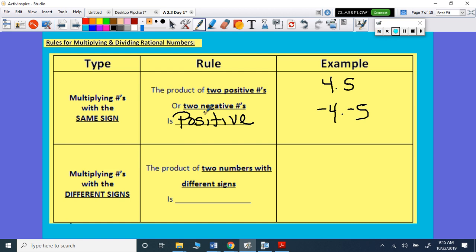Very good. If I do this, multiplying two numbers with different signs, is it a positive or a negative, Nathan? Negative. Zeth, agree or disagree? I'm going to have to disagree on that one. Cole, what is it? It's negative. Zeth, Cole and Nathan are correct.